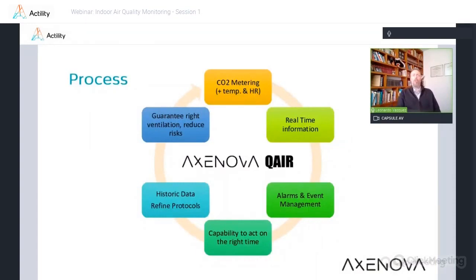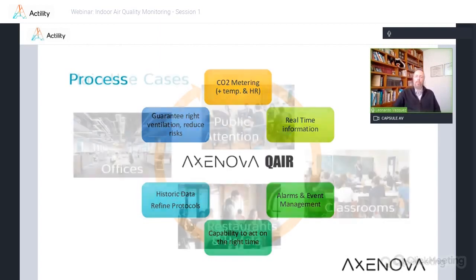The idea of Accenova QR is to give the customer a tool to quickly and easily implement an interior ventilation management process to minimize the risk of contagion of COVID. The process is, you do carbon dioxide measurement, then you have real-time data, generate alarms and events, then you get the ability to act on time. But as soon as you have historical data, you can analyze it and try to associate it with behaviors and redefine protocols. If necessary, other actions are taken to ensure proper ventilation, and the process never ends.